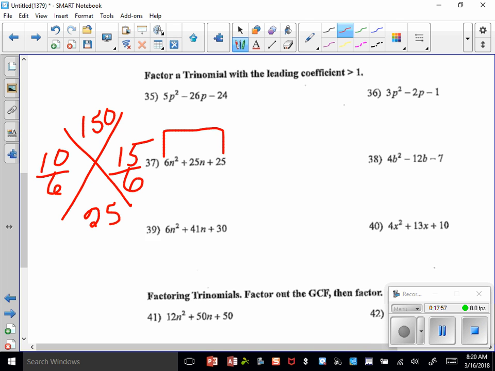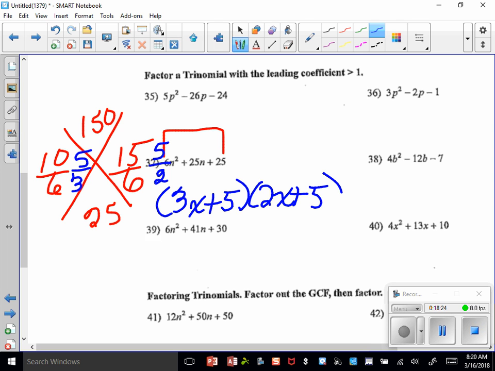Okay, then I'm going to reduce these fractions. So 10 over 6 will reduce to what? 5 over 3. And 15 over 6 will reduce to 5 over 2. Okay, so we start from the bottom number. The bottom number is our X. So we're going to have 3X plus 5 and 2X plus 5. And if you wanted to check it, you could always FOIL it out to make sure you get back to 6n squared plus 25n plus 25.